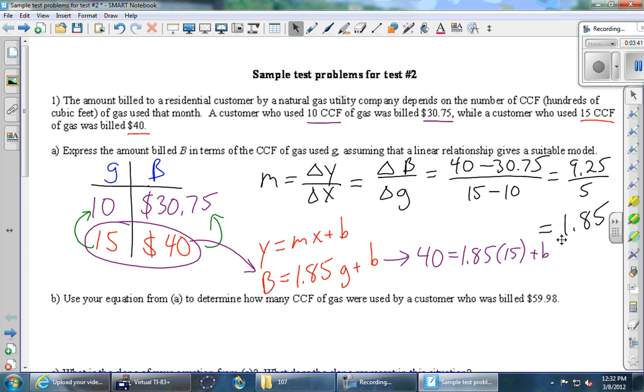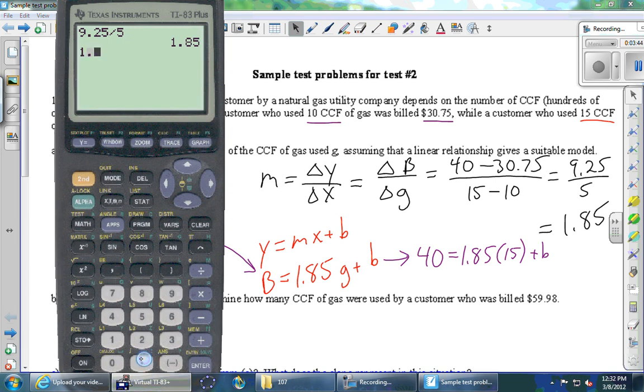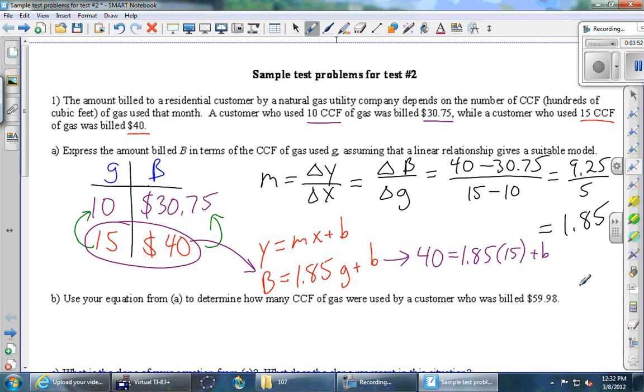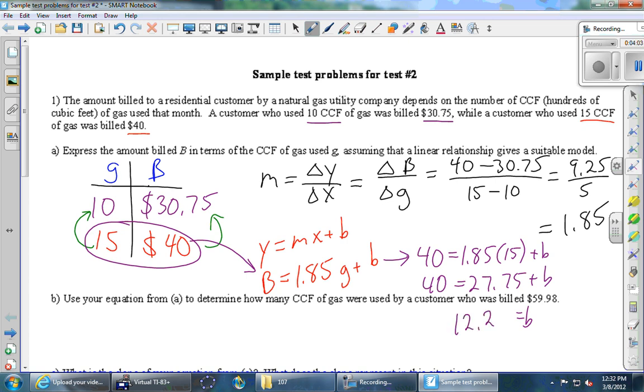So let's go ahead and multiply 1.85 times 15. We get 27.75. And then we find b by subtracting the 27.75, and we get 12.25. So don't forget to write the final equation once you've got the slope and the b value figured out. So the final equation is capital B equals 1.85 G plus the little b that we just found was 12.25.